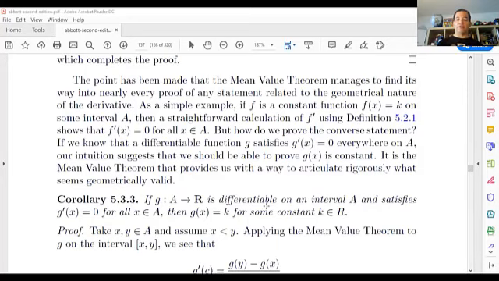Of course, this is going to be very useful and relevant when we get to talk about integration, since integration is the opposite of taking derivatives. This is telling us that if a function has zero derivative, then it has to be constant on that interval. So let's go over the proof of this corollary. It's actually quite simple. All we need to do is apply the mean value theorem. So let's go back to the page.